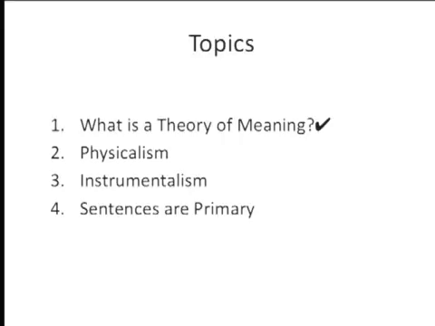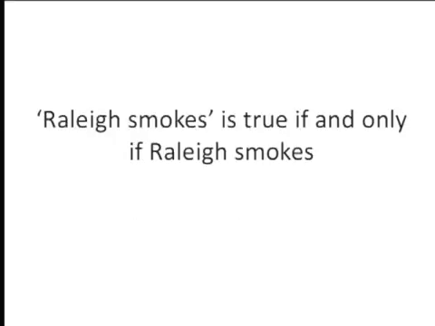Okay, there's something a little bit confusing about this, which is I'm using English as the metalanguage, which presupposes that you already understand English. If I was doing this in French, suppose you've never heard of Raleigh, suppose it's Pierre fume, is that right? And you've no idea what this means. If I can then get you to the conclusion that that's true if and only if Pierre smokes, now you've learned something.